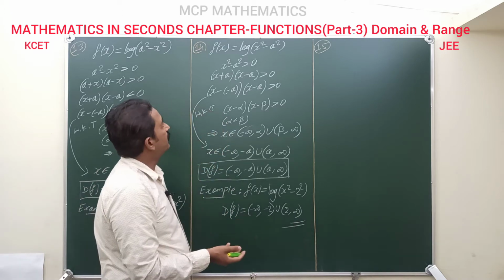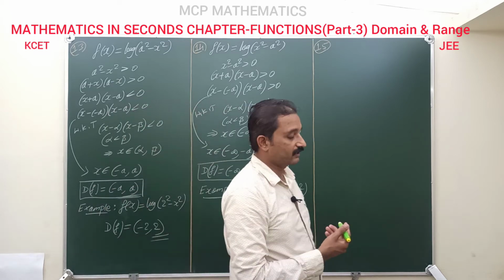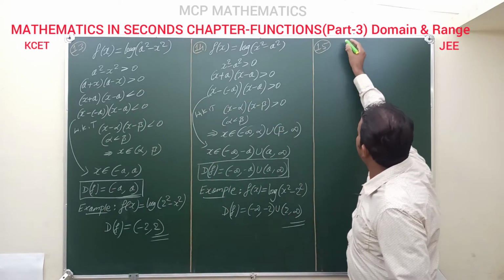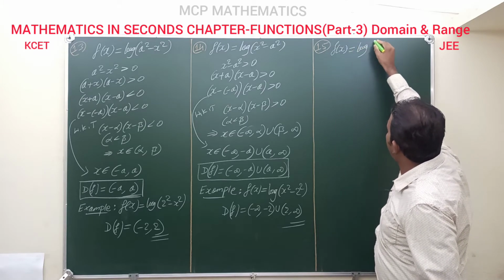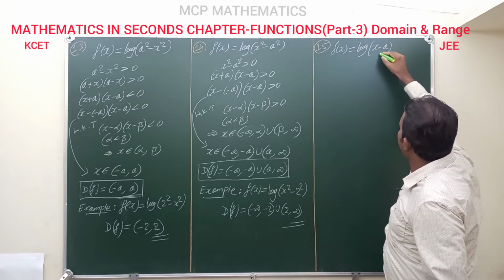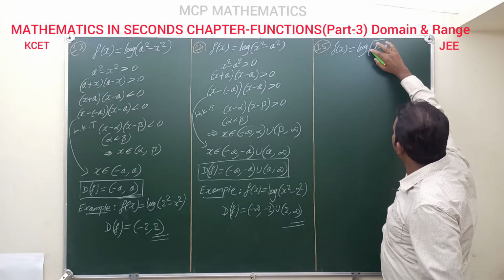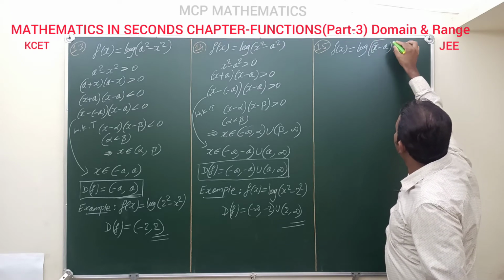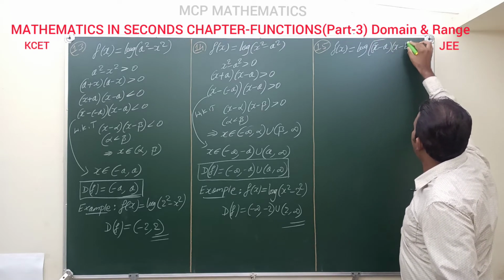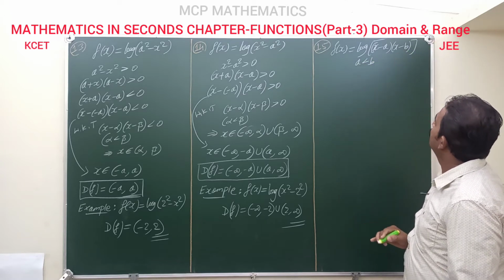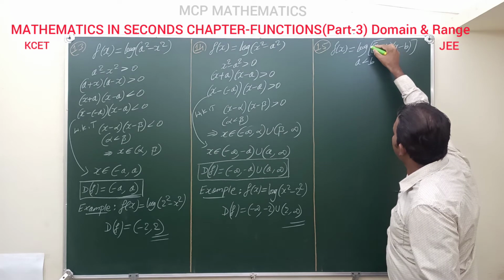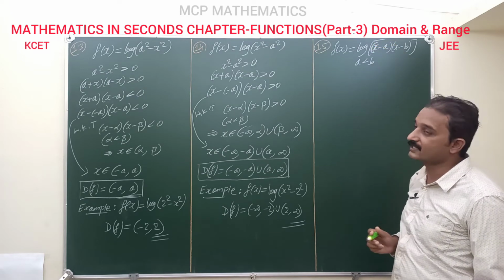Now let us move on to the 15th type. It is in the form f of x is equal to log of x minus a into x minus b. In this case, a is less than b. Find the domain of this function, meaning the x values in this case.